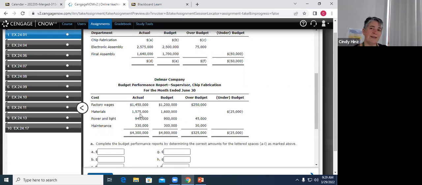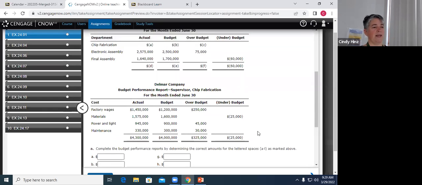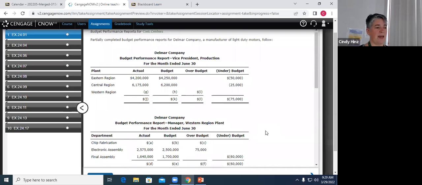And we do an in-depth analysis of the actual costs for those detail lines compared to the budget. And some of them are over and some of them are under budget. So you can see on net, the chip fabrication came in $300,000 over budget. What's not addressed here is whether these are flexible budget quantities or a static budget. My expectation, even though it doesn't say that, is that these are based on flexible budgets.